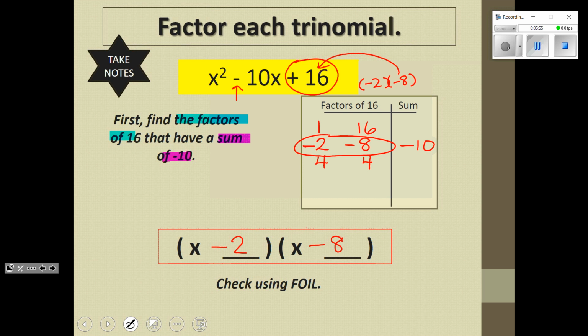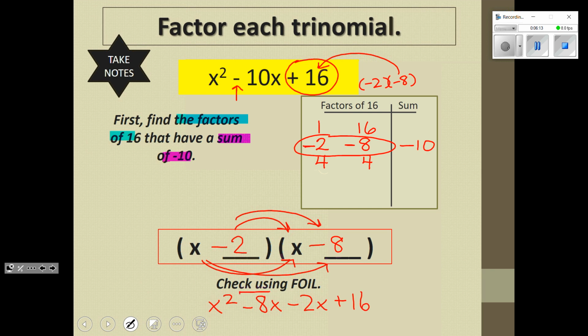Now again, let's check this with FOIL. When you go x times x, you get x squared. X times negative 8 is negative 8x. Negative 2 times x is negative 2x. And negative 2 times negative 8 is a positive 16. When you add your center terms, you're going to get that negative 10x. So we have the same trinomial that we began with.